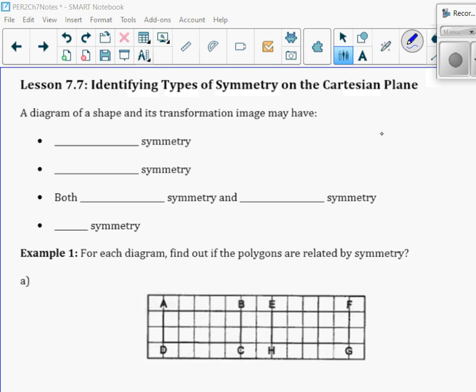Right, this is the last lesson. Last lesson of grade 9. Okay. Lesson 7.7, identifying types of symmetry on the Cartesian plane. Cartesian plane is when we use the graph paper. So we're going to be going over whether it has line symmetry, rotational symmetry, whether it has both line and rotational symmetry, or no symmetry at all.